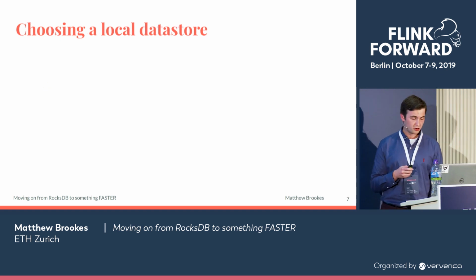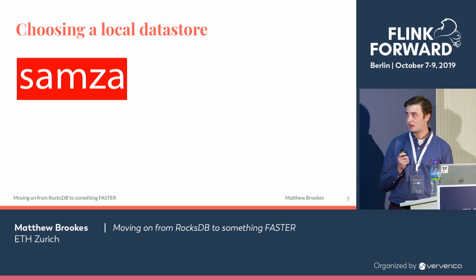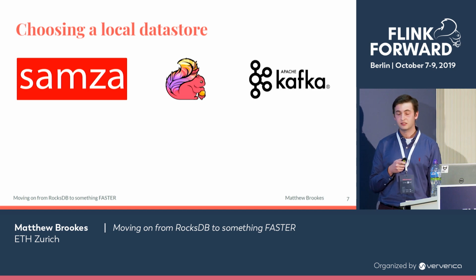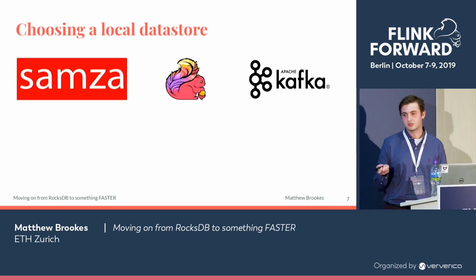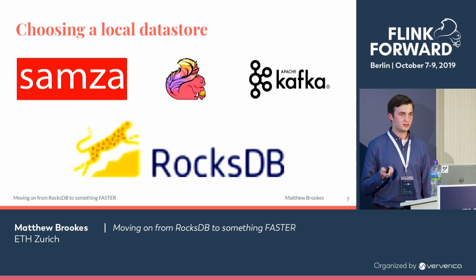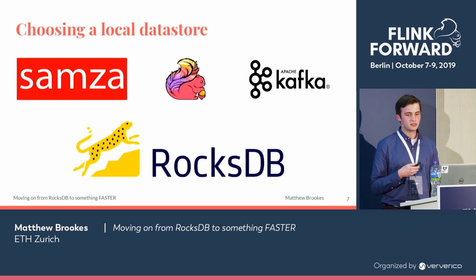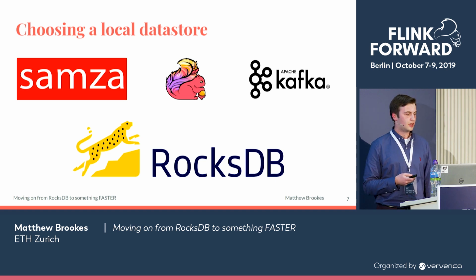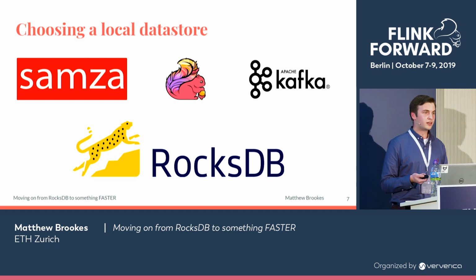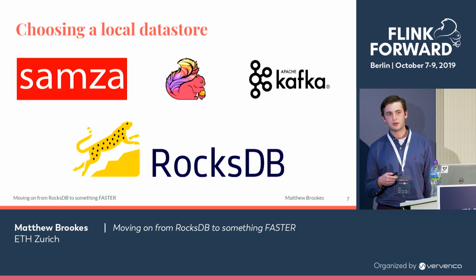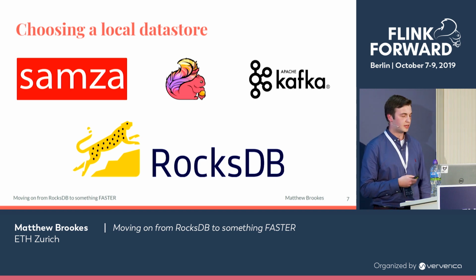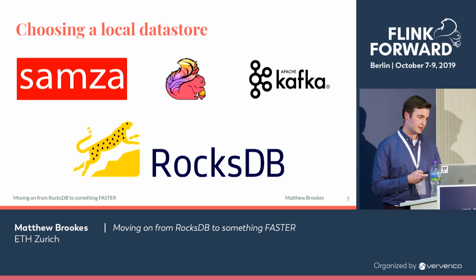So when choosing a local data store, if I'm Samza, Flink, or indeed Apache Kafka, there's only really one option that I've chosen over the last few years, and that's been RocksDB. So RocksDB is a very, very popular embedded key value store. It is really the de facto choice for storing state within a process. And what I'd like to do throughout the rest of the presentation is maybe challenge that assumption that RocksDB should be the go-to embedded data store.